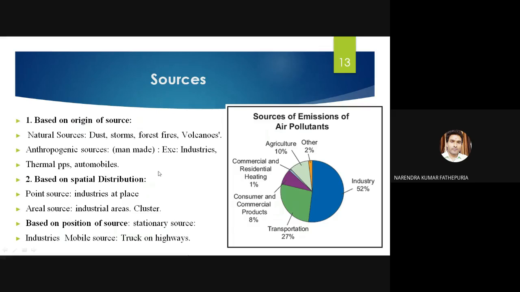So based on this, the sources have been classified here. These are the sources of emission of air pollutants. What is the percentage that is causing the air pollution? So the industries' contribution to this air pollution is 52%. Various types of industries: automobile production, manufacturing, textile, steel manufacturing, thermal power plants, right? Cotton industries, pharmaceuticals, paper and pulp industries, daily food processing industries, right? FMCG industries. So all kinds of industries.